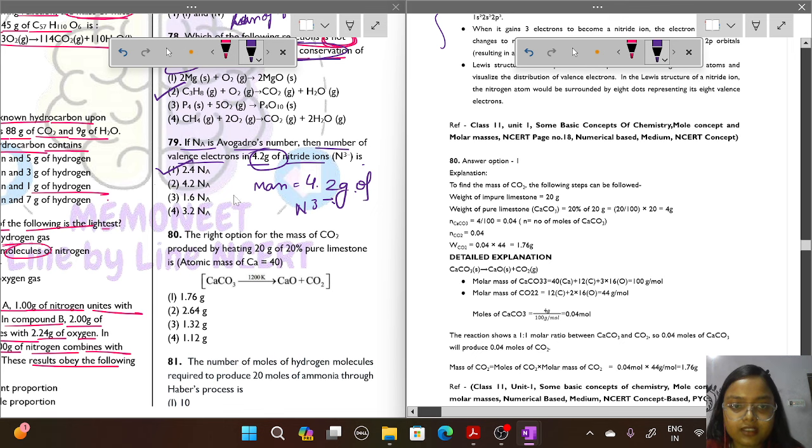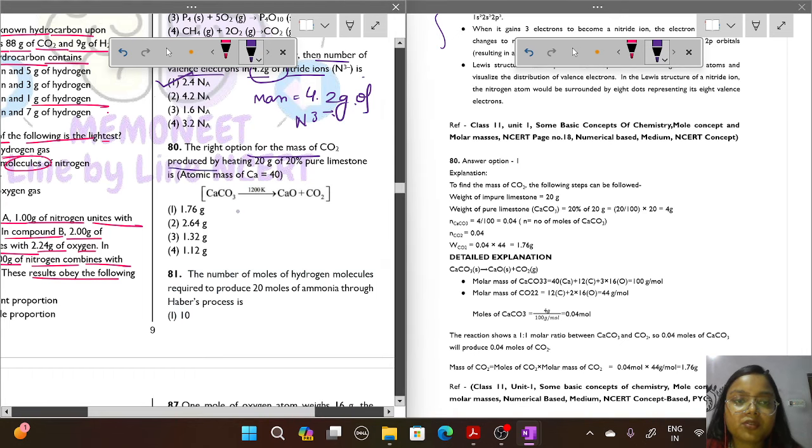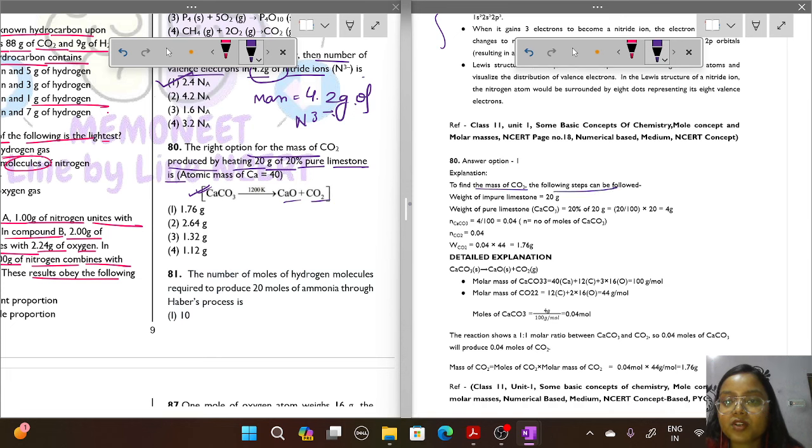Question number 80. What is the right option for the mass of CO2 produced by heating 20 gram of 20% pure limestone? So it is given CaCO3, if we heat at 1200 Kelvin, it will give CaO plus CO2. To find the mass of CO2, the following steps can be followed. The weight of impure limestone is given in the question, it is 20 gram, and we have to find out the weight of pure limestone.